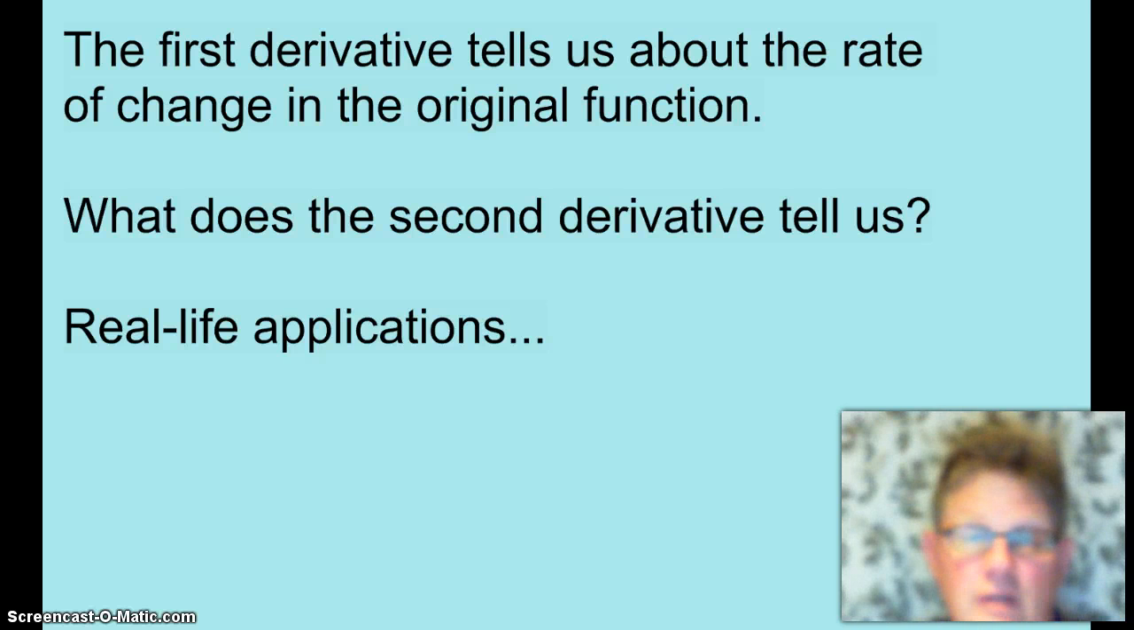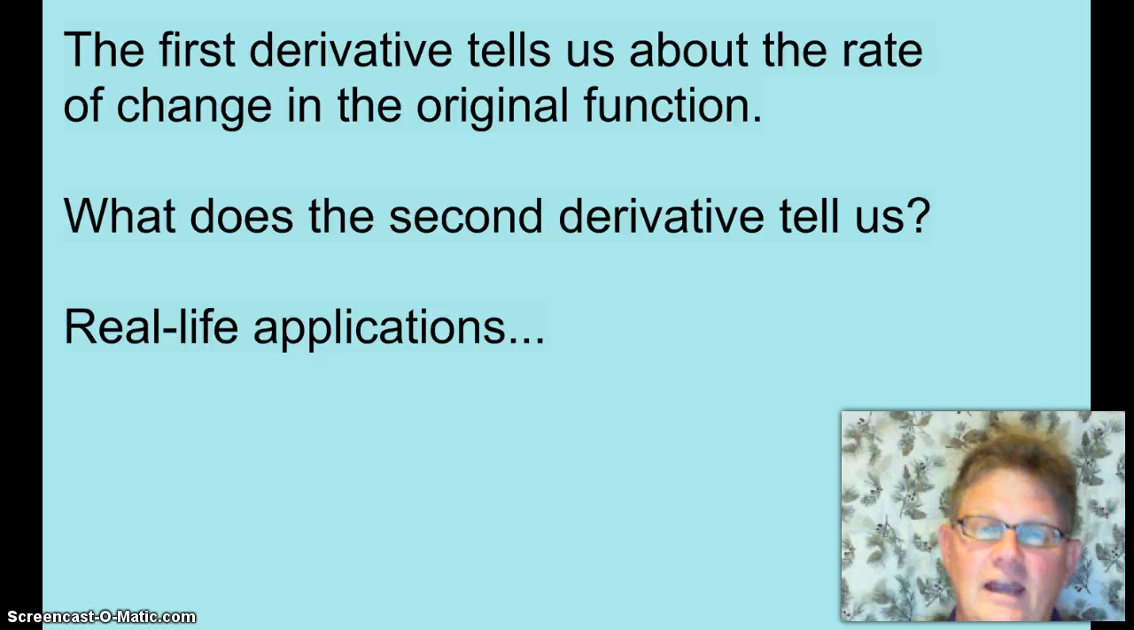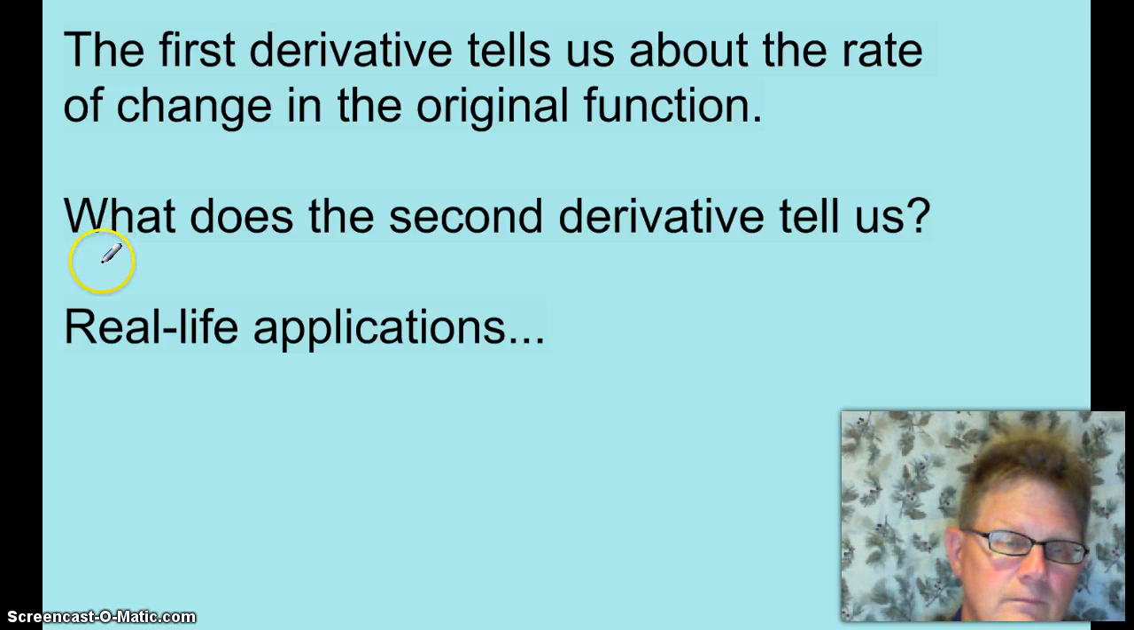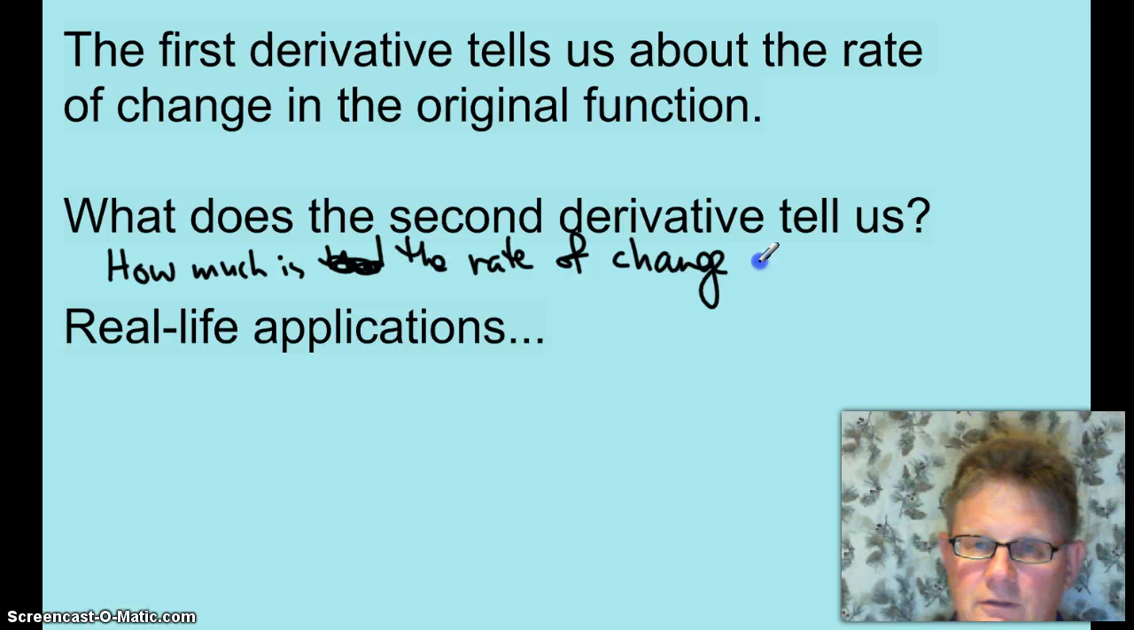The first derivative tells us about the rate of change in the original function. What does the second derivative tell us? The second derivative tells us how much the rate of change is changing.